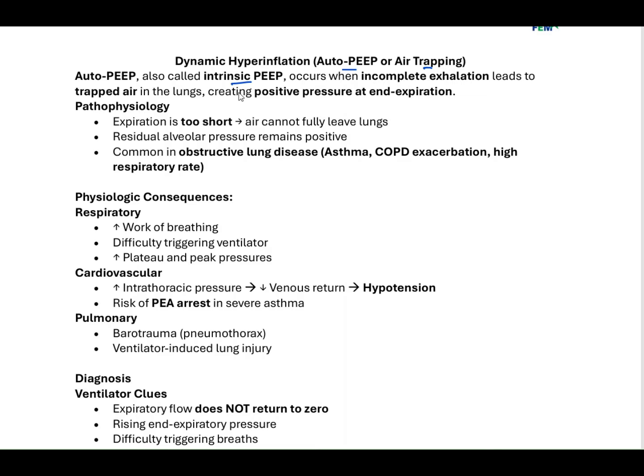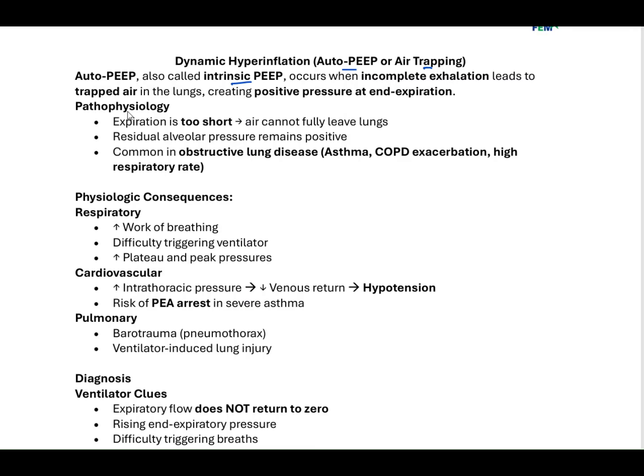And if that pressure at the end of expiration starts to increase, guess what's going to happen? That will start to increase the intrathoracic pressure. And if the intrathoracic pressure is increased, then that could lead to increase in right-sided afterload in the heart. And that could decrease venous return, and that could lead to hemodynamic instability.